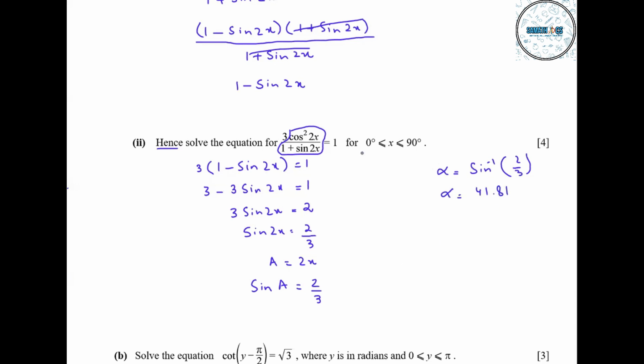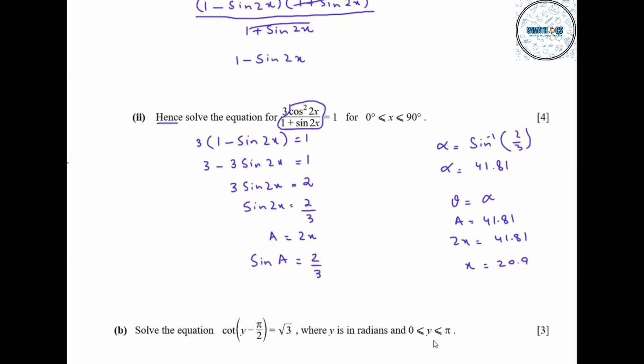Which is equal to 41.81. The value of sine A is positive here, and sine is positive in the first and second quadrant, and they have given the range here from 0 to 90 degrees. It means that we have to find the angle in the first quadrant. So in the first quadrant, theta and alpha are equal. So we have A is equal to 41.81 and 2x is equal to 41.81. So x is equal to 41.81 divided by 2. So it means 20.9. So the value of x is 20.9.